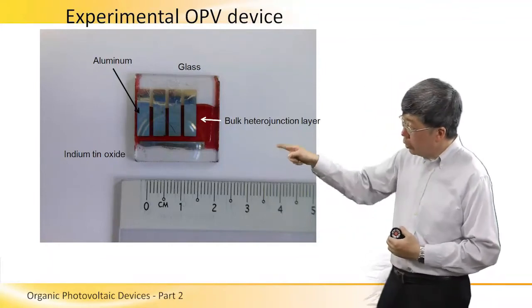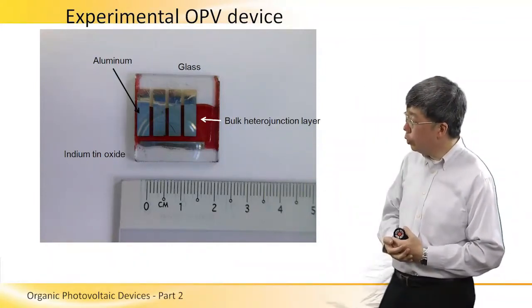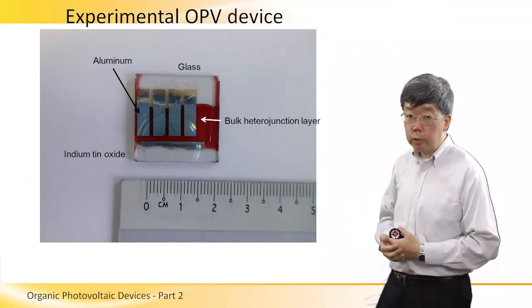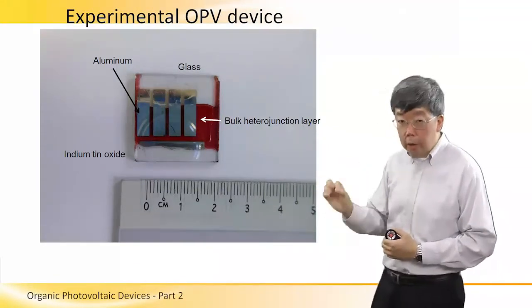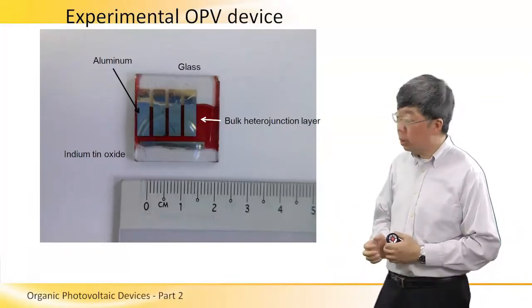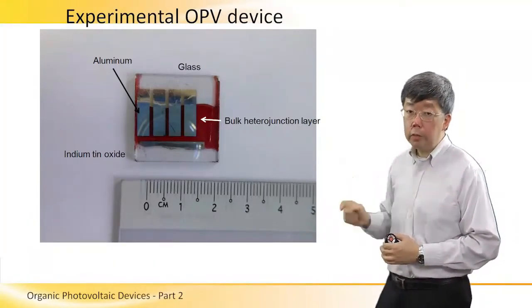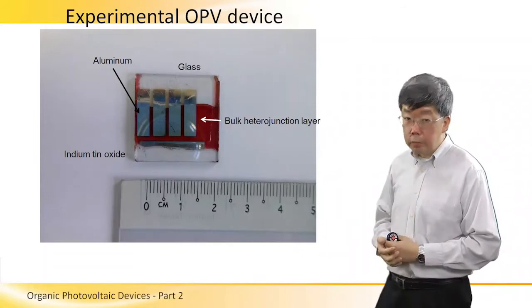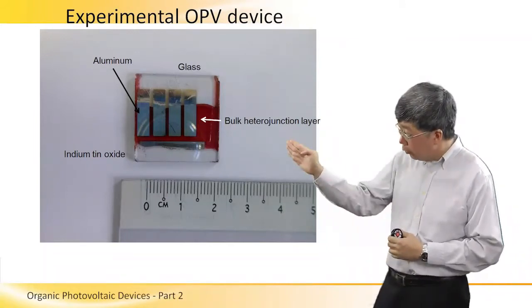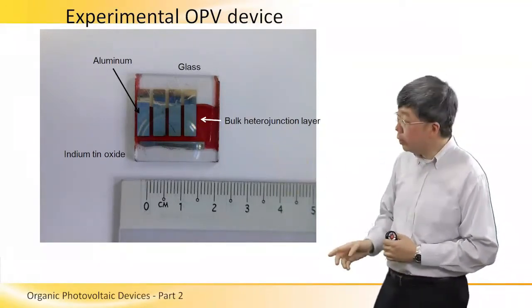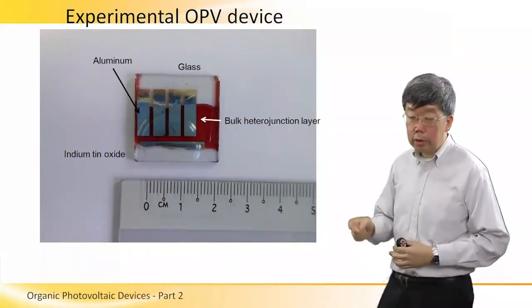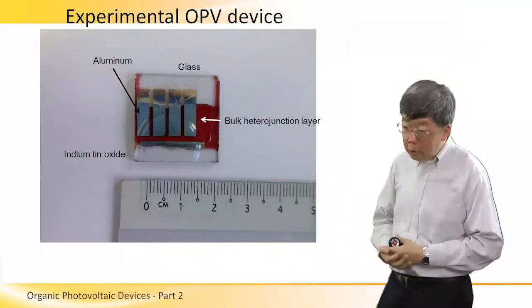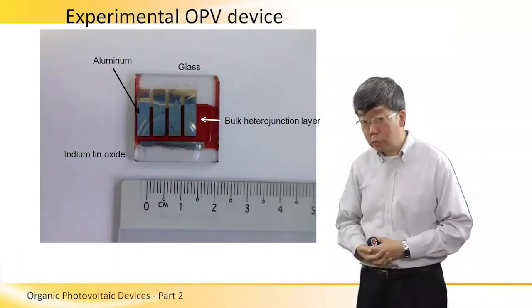The dimension of this device is about 2 centimeters by 2 centimeters, but the actual active area of this device is only 3 millimeters by 3 millimeters. There are 4 of these devices, and the total area is 4 times 9 square millimeters.